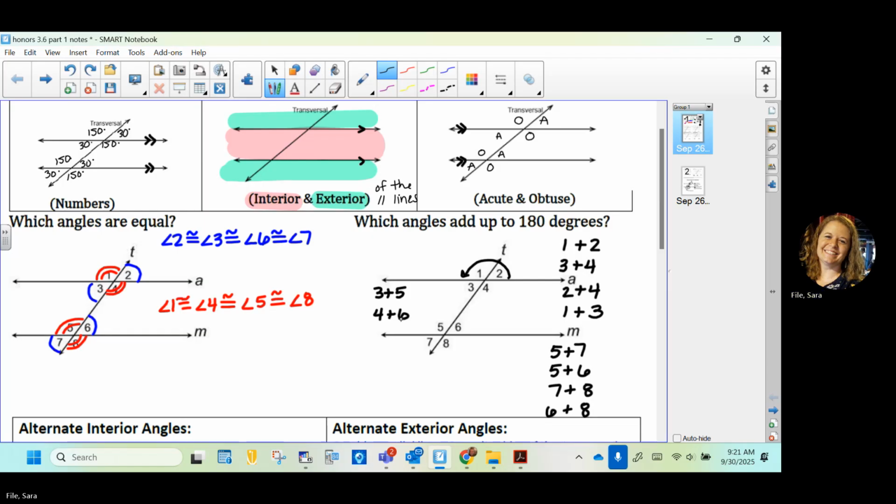6 and 3 and 5 and 4. Or could you? Say that again. 6 and 3. Yeah. Well, Nick, see how 6 is acute and 3 is acute? Those are going to be congruent, not supplementary. Those are one of the ones over here that are congruent.